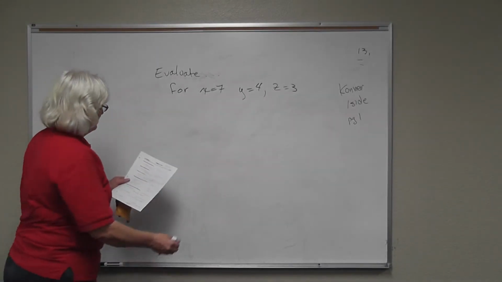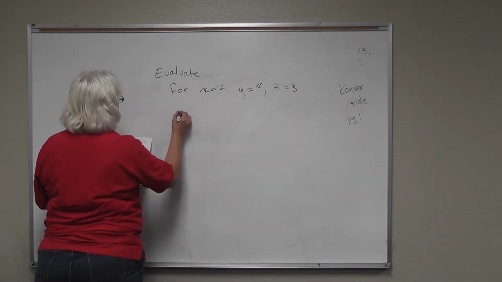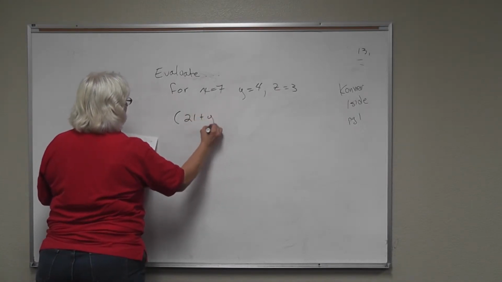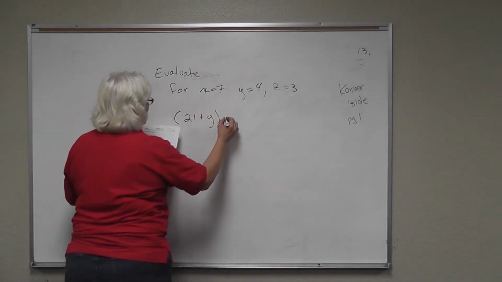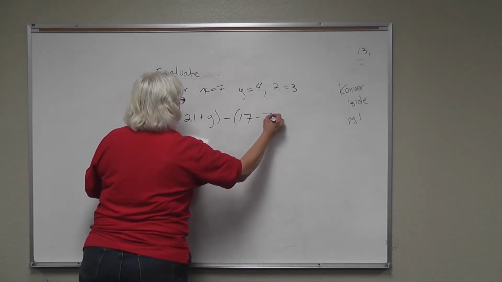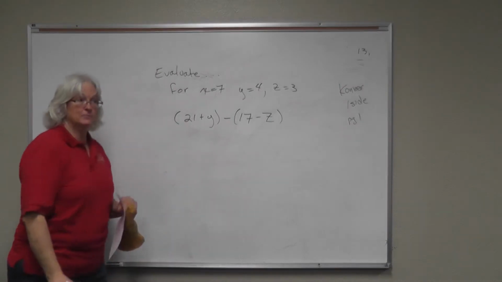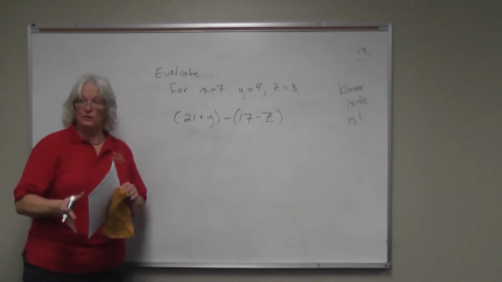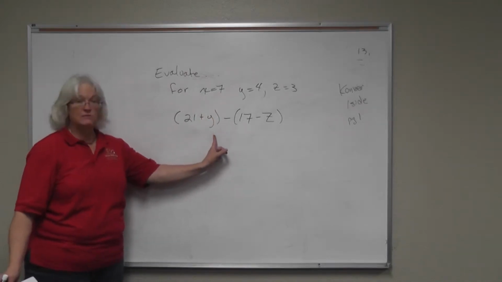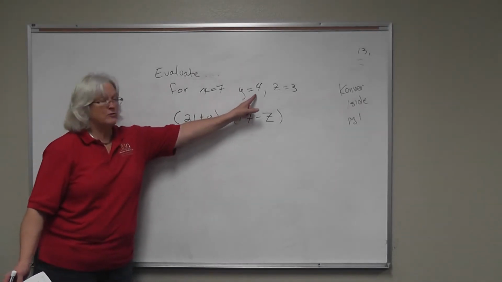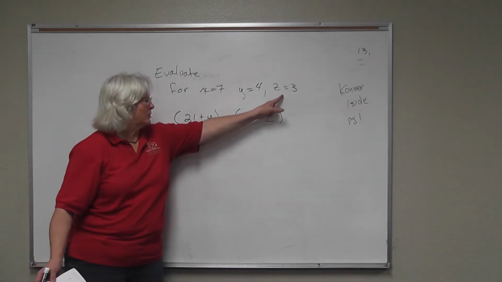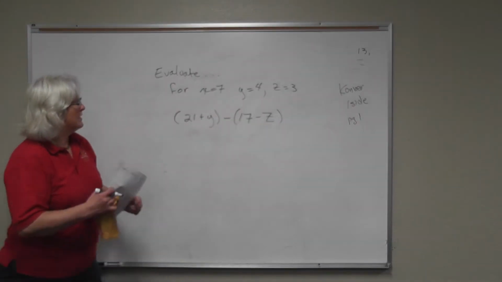But here's the problem that they're going to give you. An example looks like this. 21 plus Y minus 17 minus Z. They want you to evaluate this. All that means is every place they've got a Y, you put a 4. Every place they have a Z, you put a 3. So we'll go ahead and do that.